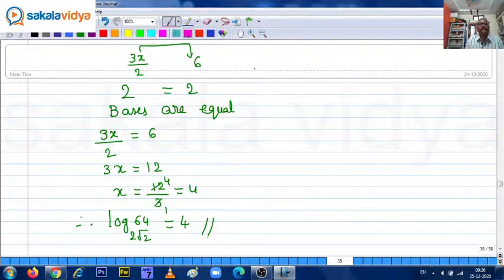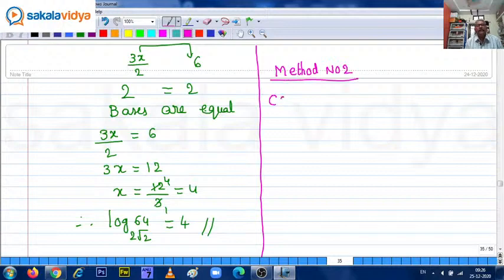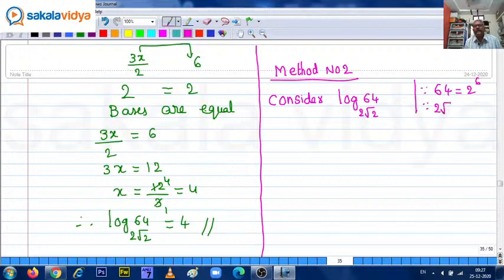Next, second method. Method number 2. So consider log 64 to the base 2 root 2. See, this 64 can be written as 2 raised to 6, whereas this 2 root 2 can be written as 2 raised to 3 by 2. This we can write as log of 2 raised to 6 to the base 2 to the power of 3 by 2.